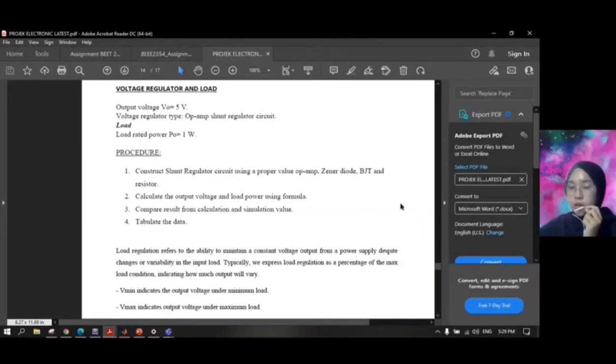Okay, load regulation refers to the ability to maintain a constant voltage output from a power supply despite change or variability in the input load. So, the smaller the load regulation, the better for the power supply. And then, a well-regulated power supply can have a load regulation of less than 1%.